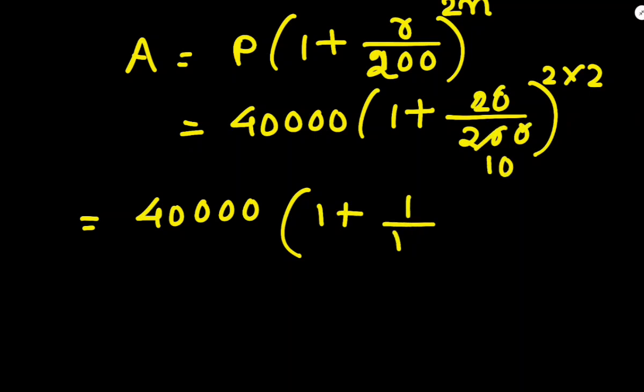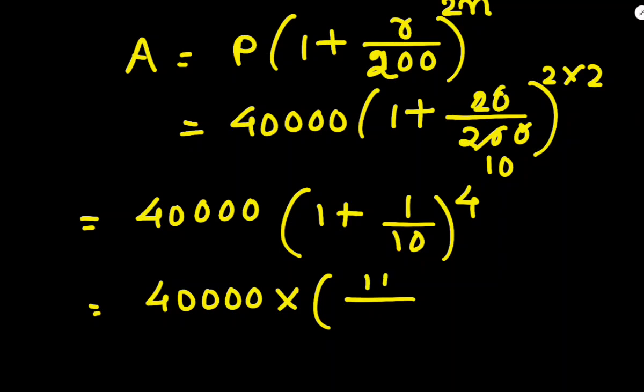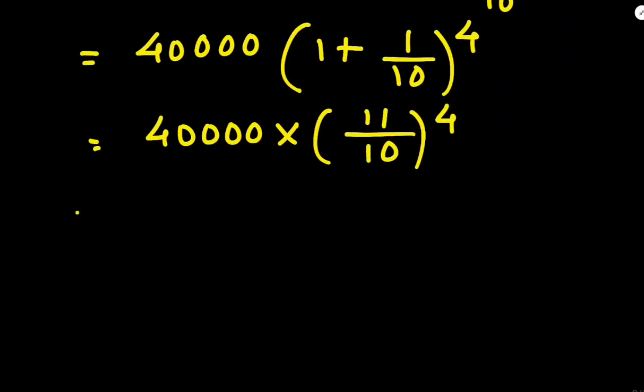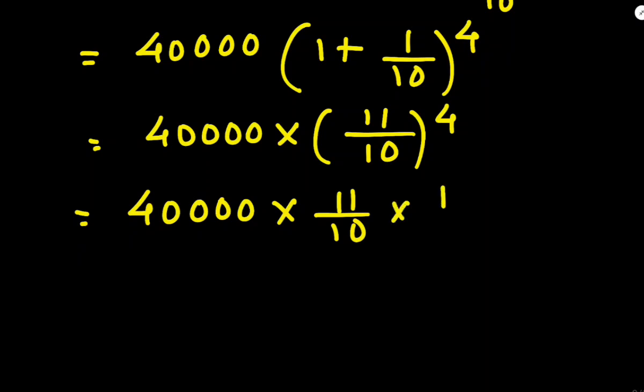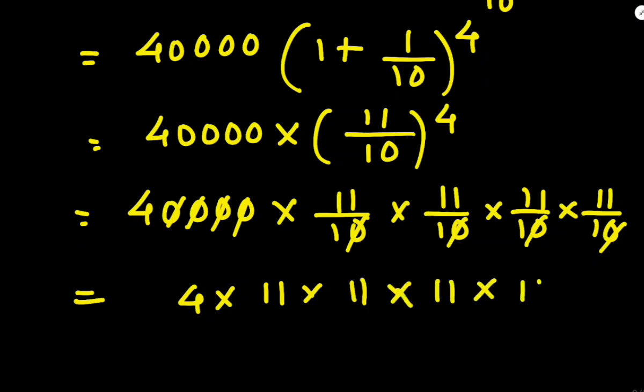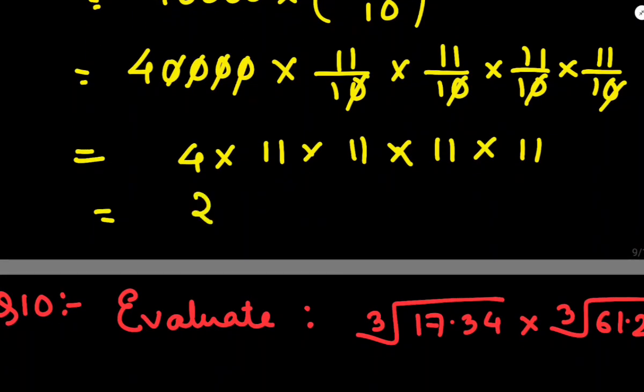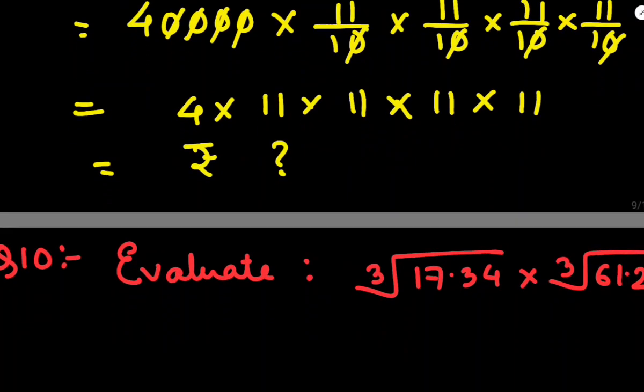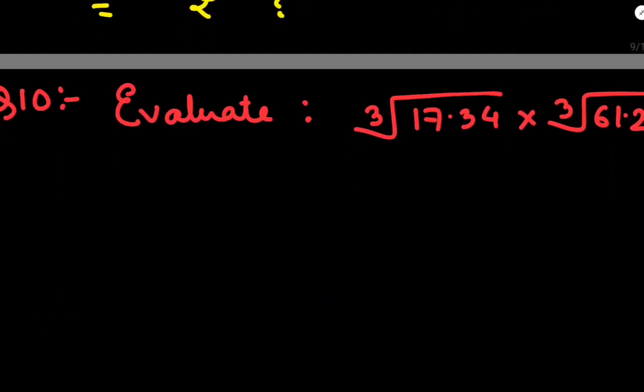So 40,000 into (1 plus, with a simple calculation, 1 by 10), and 2 into 2 is 4. Okay, so 40,000 into 11 by 10 to the power 4, which will further give you 40,000 into 11 by 10, 4 times. Something like this. Now I can cancel out the 4 zeros here. Okay, 4 into 11 into 11 into 11 into 11, this you can easily multiply. I'm skipping this part, you can easily find out whatever the answer is. That is the amount, and that is the exact amount you have to pay.